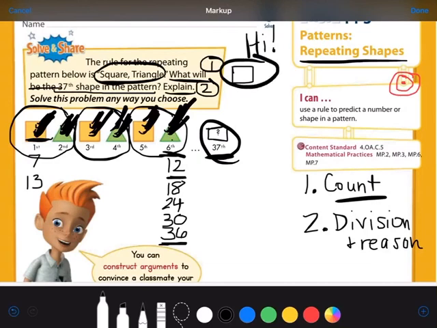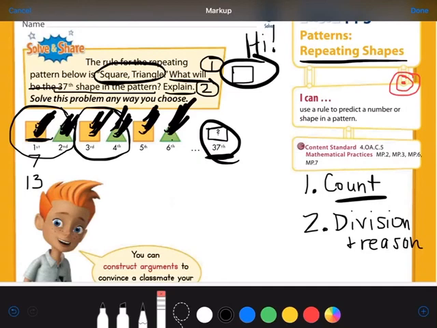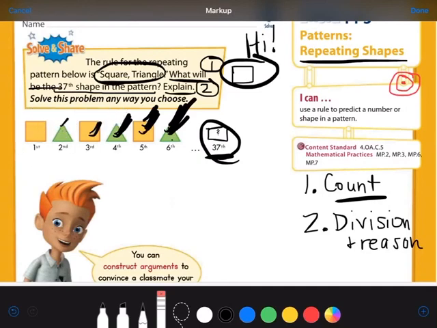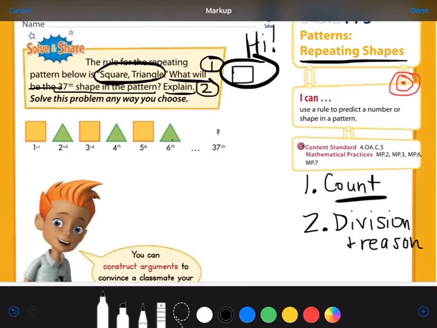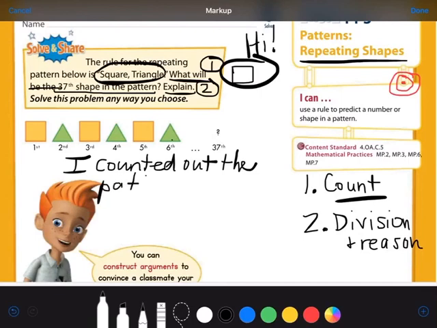Explain. Well, for my explanation, I'm going to have to erase some of this so we can see our answer, right? My explanation in this case is going to be that I counted out the pattern all the way to 37. Did it the long way, right? Let's try it another way.